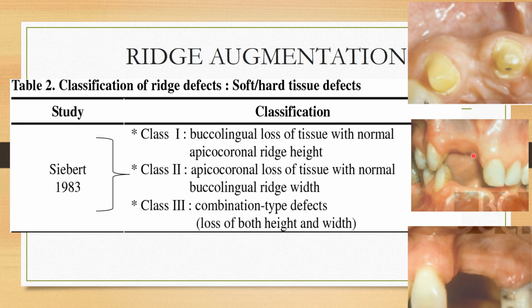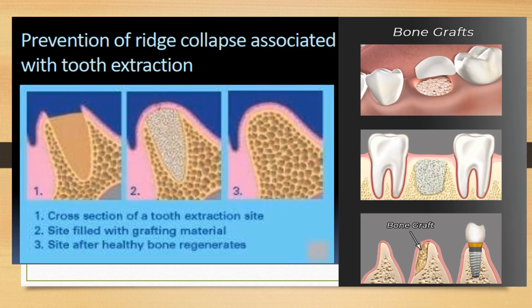Whereas class 2 is apicocoronal loss of tissue. There is apicocoronal loss, but the buccolingual width will be normal. Whereas in the third one, there is a combination, both buccolingual and apicocoronal loss of tissue. You can see that this is the major defect, class 3. There will be loss of both height and width.